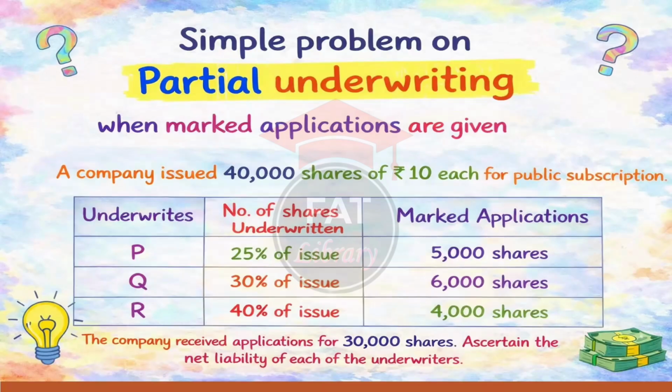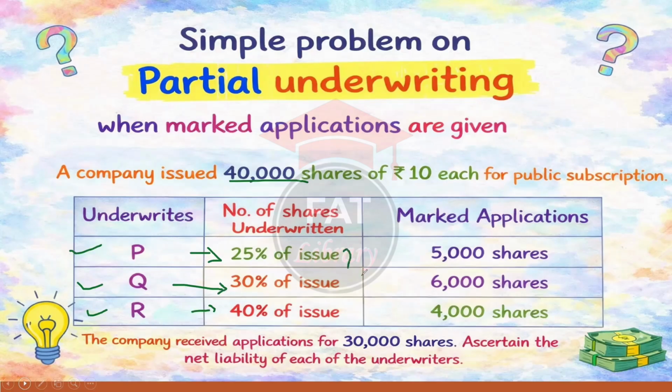This is a simple problem on partial underwriting when marked applications are given. A company issued 40,000 shares of 10 rupees each for public subscription. Three underwriters are there, P, Q, R. P, number of shares underwritten 25%. Q is 30% and R is 40%.